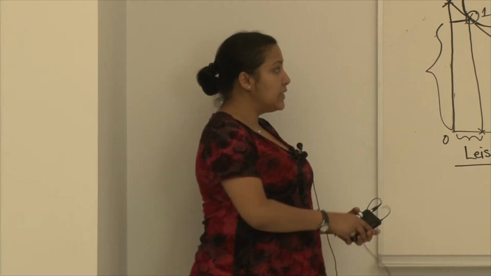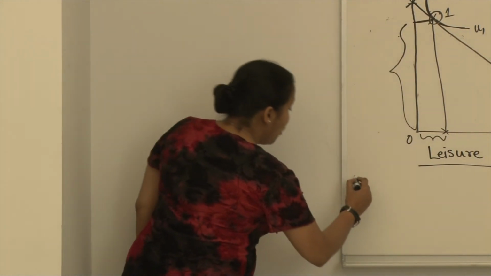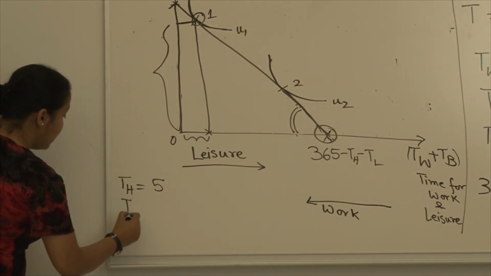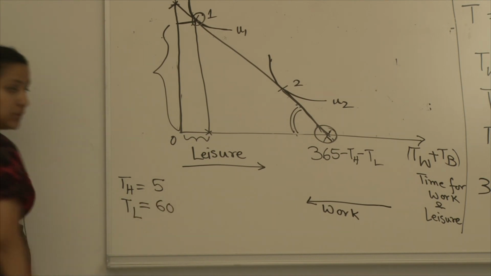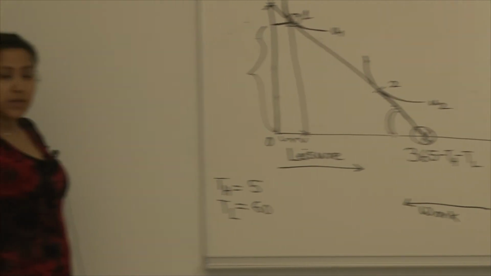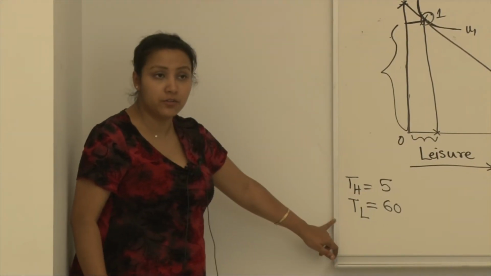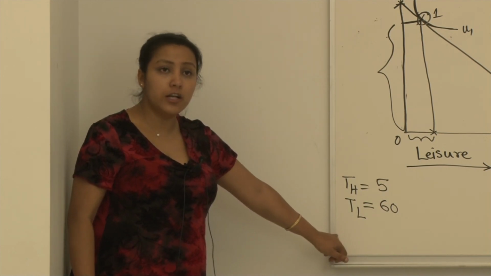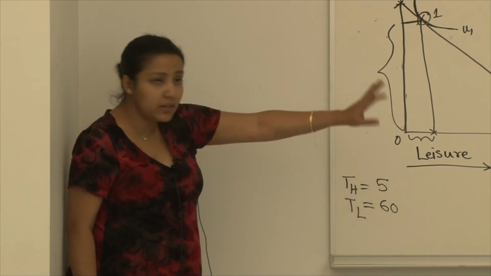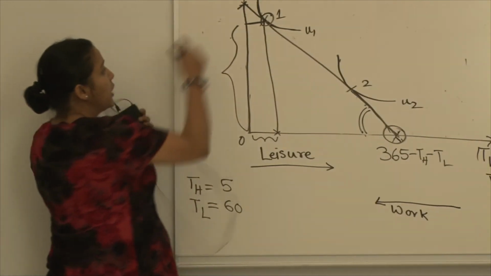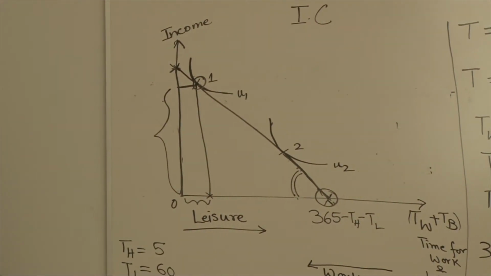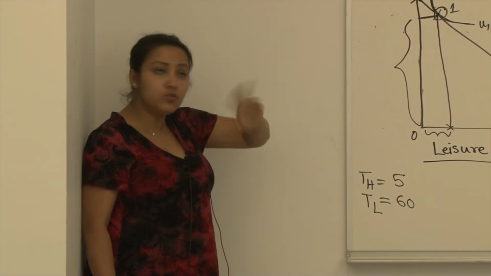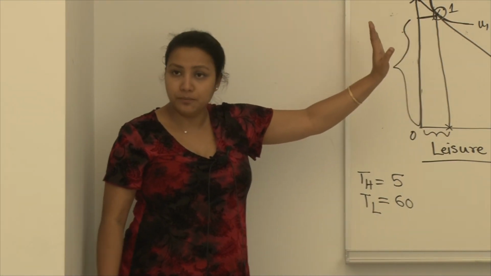In other words, let us say I have two individuals. For both individuals, TH is equal to say 5 and TL is, let us say, 60. For both of them, these are the parameters. And let us say both of them have the potential of earning the same income. Why? Because for them their TW plus TB will be the same, and this potential point is also fixed. That means the maximum that the two can earn is also the same. So, then you cannot differentiate those two individuals based on that line, can you?